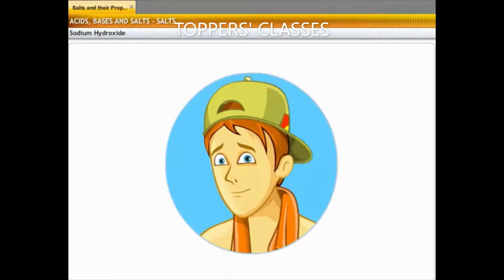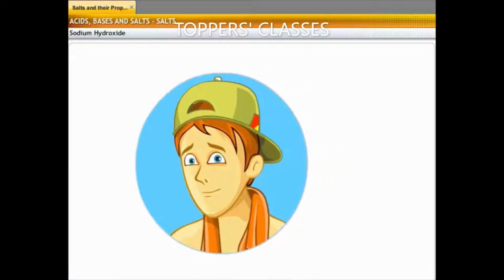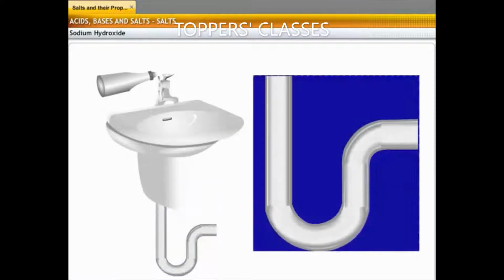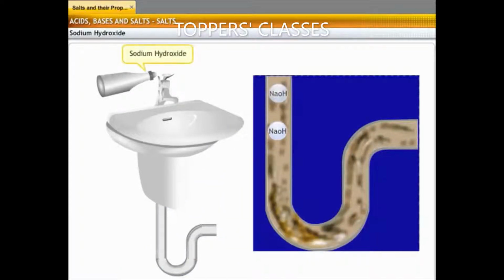What does your mother do when the kitchen drain is blocked? She uses a drain cleaner to clean the clog. Did you know the drain cleaner contains sodium hydroxide, which cleans the clog formed in the drain?